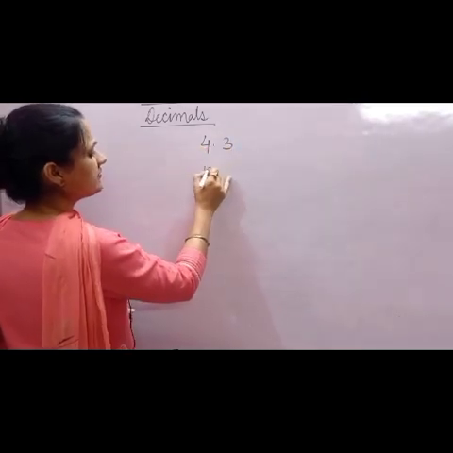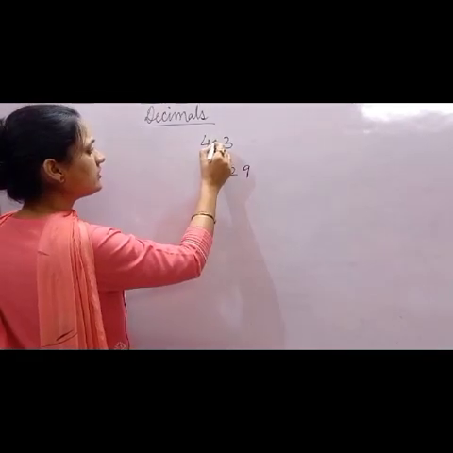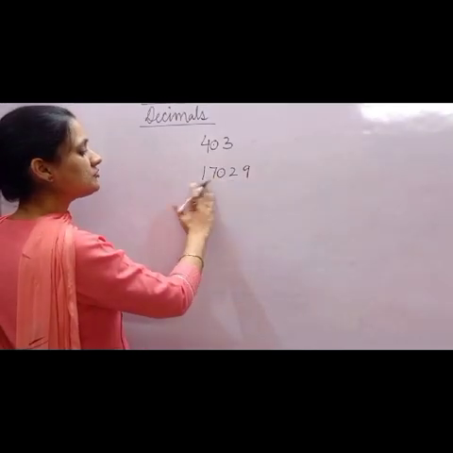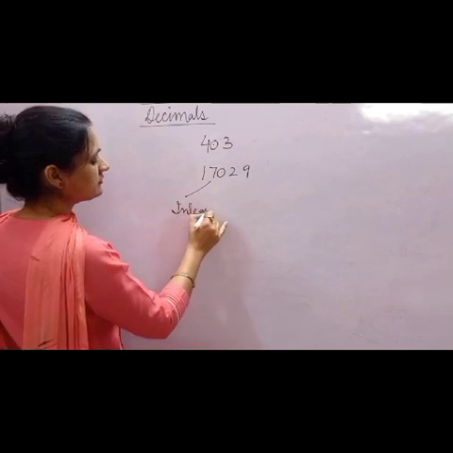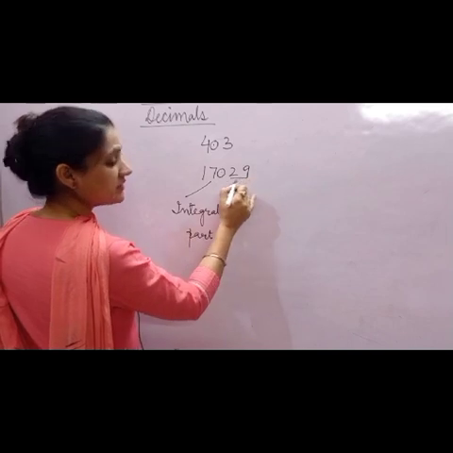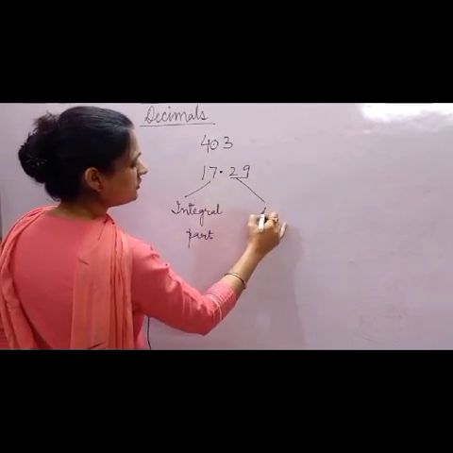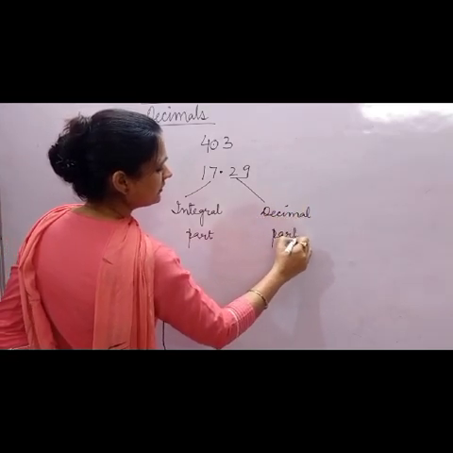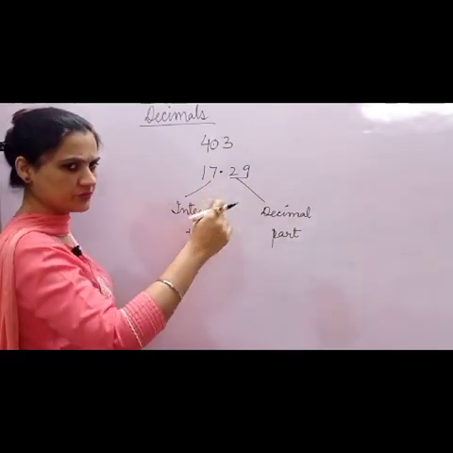4.3, right? 17.29, right? So what will we call this point? This is called decimal. So decimal divides the number into two parts. This part is called the integral part, and this part, after the decimal, is called the decimal part, right? I hope you understood. So what is this? This is the decimal, we call it point also.